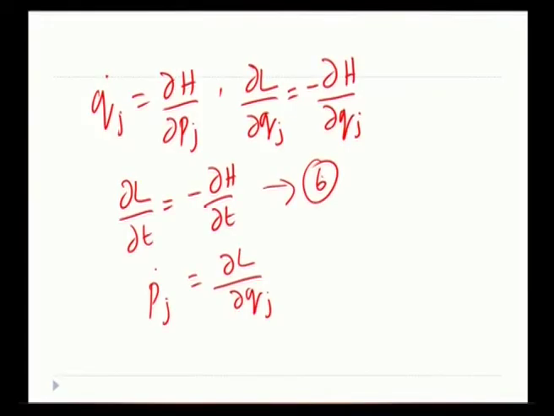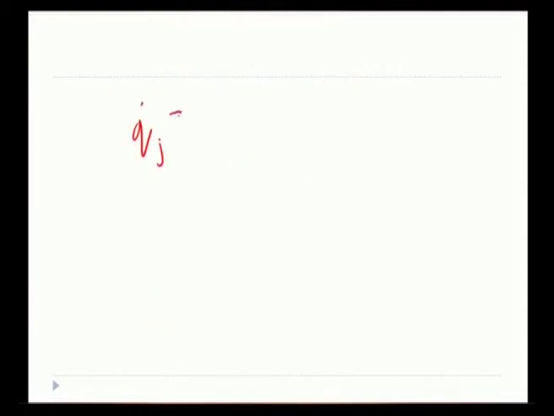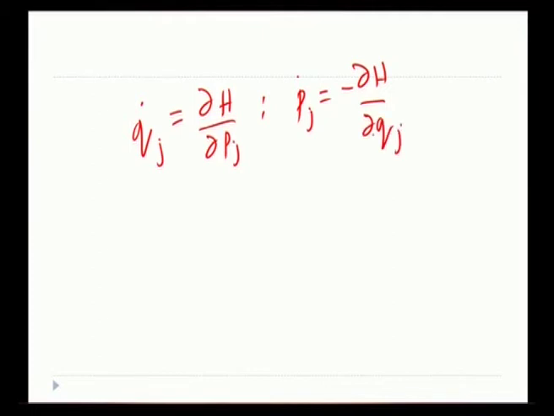So this equation, equation 6, reduces to the form Qj dot is equal to dou h by dou Pj, and Pj dot is equal to minus dou h by dou Qj. So these are the two equations we got after applying the Lagrange's equations of motion. So these two equations are called as Hamilton's canonical equations of motion.